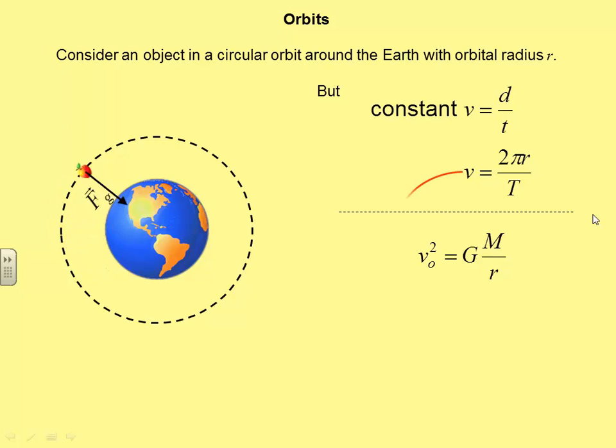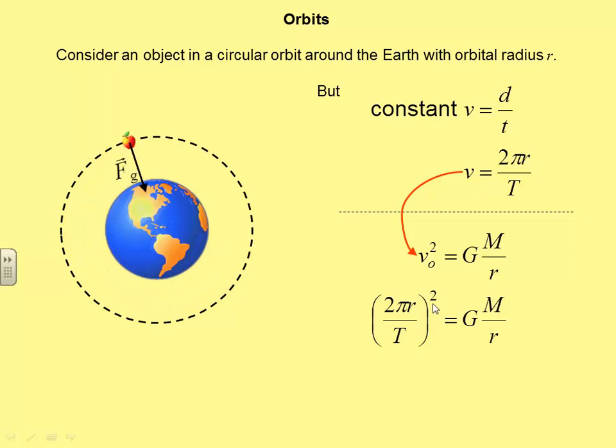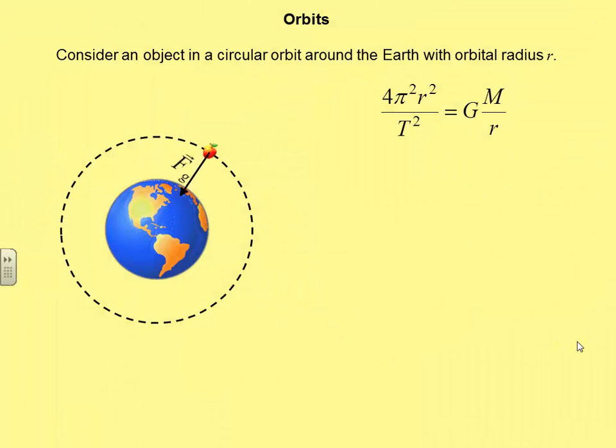Putting those two things together, substituting this in, we get the quantity 2 pi r over the period, quantity squared, equals big G, mass of the planet, over r. Square it, we get this. Same thing right here. And now I'm going to do some algebra. I'm going to move the period squared over here, and I'm going to move r up there, G down there, and m down there, and flip the sides.